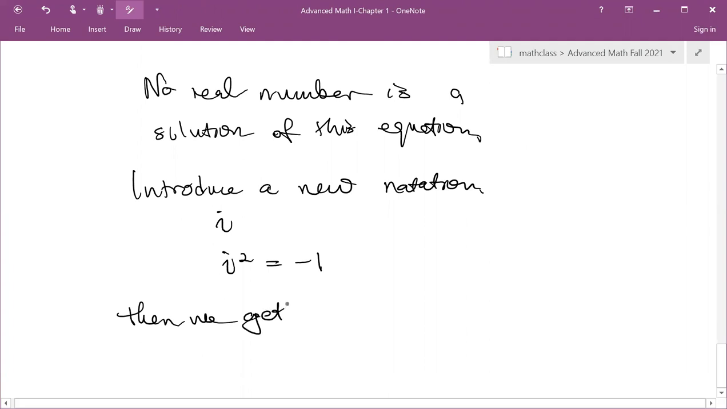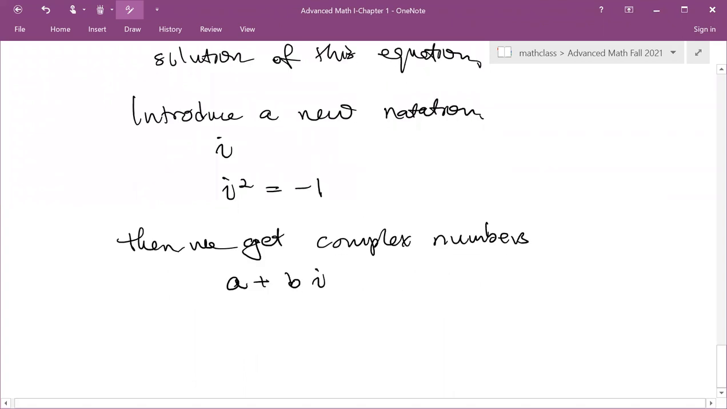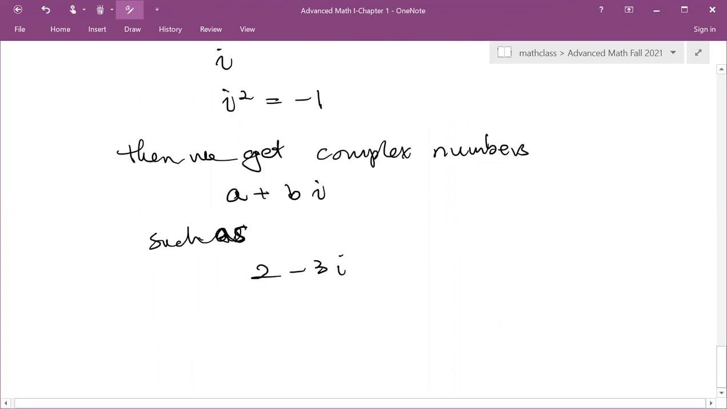You will study this in high school, not right now. Then we get complex numbers. A complex number is written in the form a plus bi, a combination such as 2 minus 3i. Okay, this is a complex number.